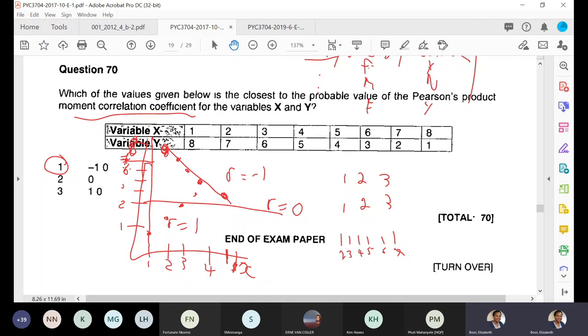So you can just draw your graphs roughly. But anyway, that is equal to 1. I could have looked at this and said, when X increases, Y decreases, that should be a negative. And this is a perfect negative relationship because it increases at the same rate as it declines. So it would be -1. You can look at it that way. All right, so let's move on to the next paper.